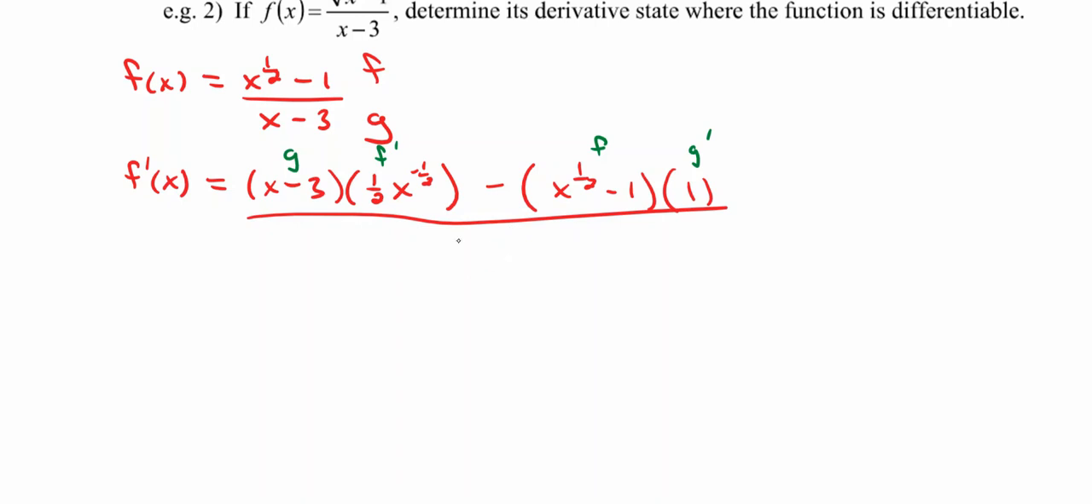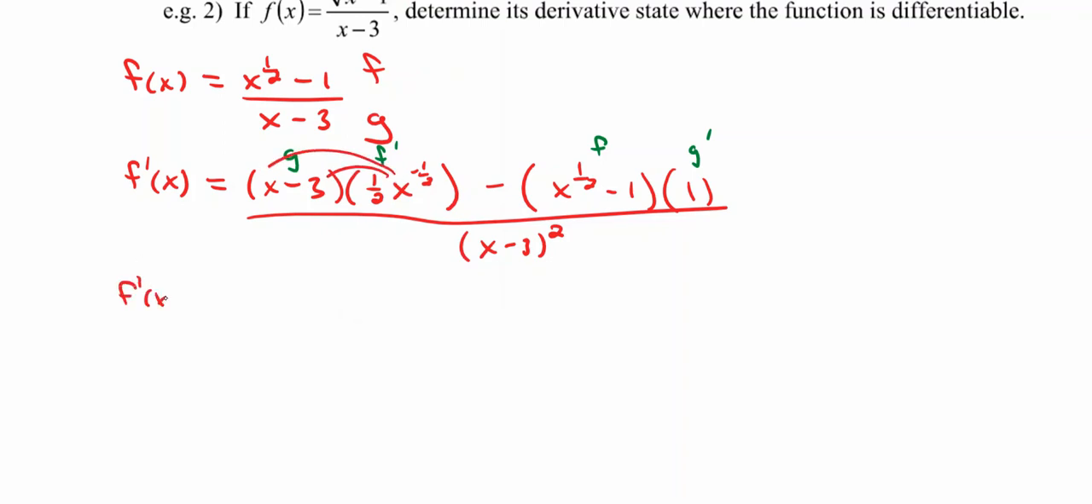And then that was all over g squared. Oh, sorry, not g squared. So you write it out as x minus 3 squared. Okay, so that's my g again. And the good news is that is our derivative. That would be it, but that's messy. We don't want to leave it like that. So we will distribute.